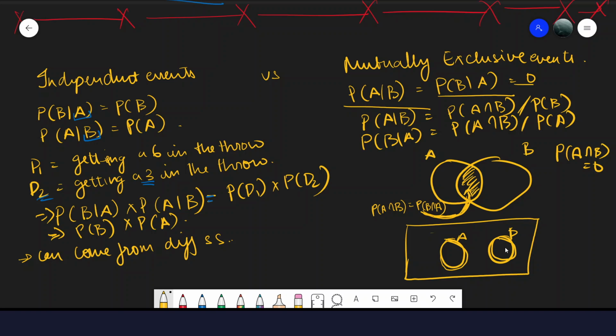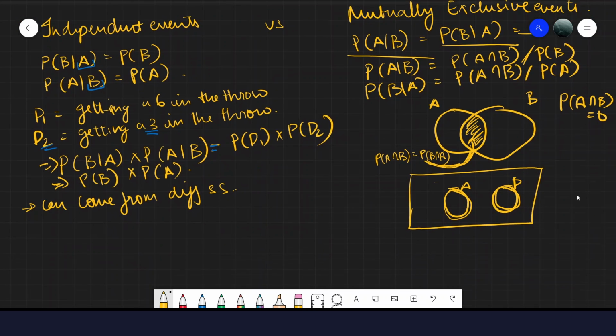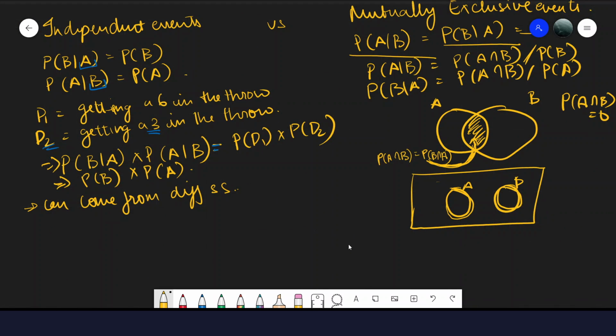Now, the thing with mutually exclusive events is that they can also come from the same sample space. Suppose, for example, we take two events where I throw only one die, one after another. The first is getting a 6 on the first throw, and the second is getting a 3 on the second throw. Now, P of D1 and D2 is 0, because getting a 6 on the first throw has nothing to do with getting a 3 on the second throw, and I'm throwing only one die here. So this is what you call mutually exclusive events.